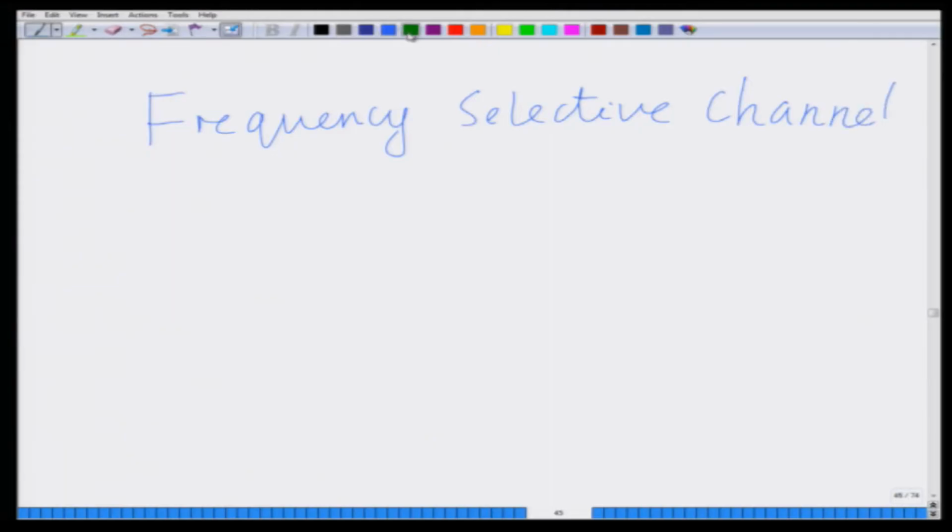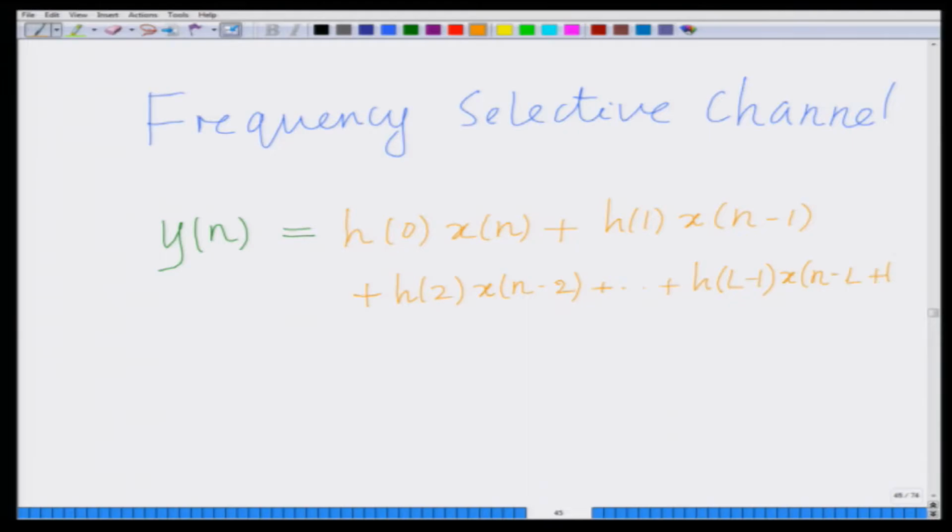As we have said before, a frequency selective channel can be modeled as Yn, the output at time instant n, equals H0 xn plus H1 xn minus 1 plus H2 xn minus 2 plus so on until HL minus 1 xn minus L plus 1. This is the model without noise for a frequency selective channel.